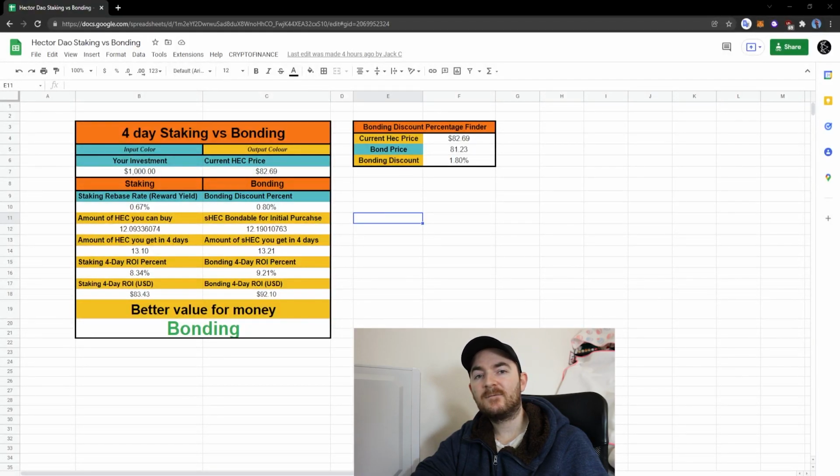I've actually made a staking versus bonding calculator, and this works out which is more value for money. If you want access to this, it will be available on my Patreon, which I will leave in the link below.